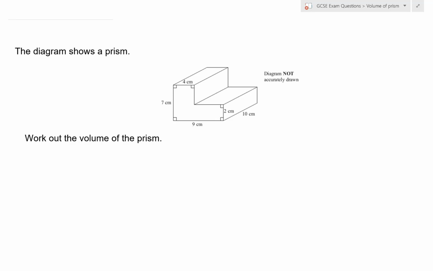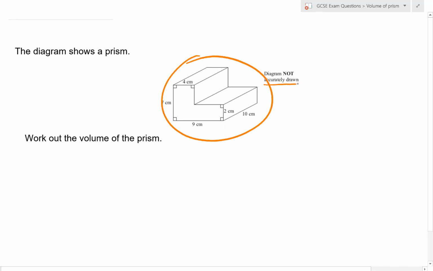In this question we're going to look at the volume of a prism. The diagram shows a prism, and the diagram is not drawn accurately. It's very important that we understand why the question tells us the diagram is not accurately drawn. It is because you can't just get a ruler and measure it, and I'm not sure how you're going to find the volume with a ruler, but it is not drawn accurately.